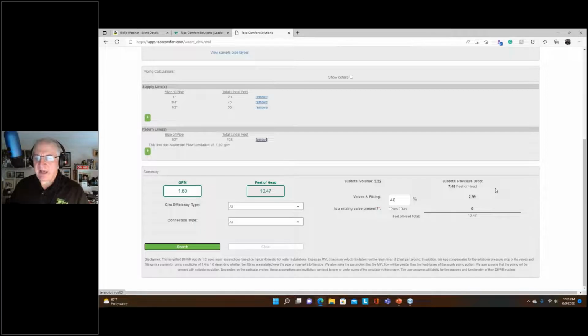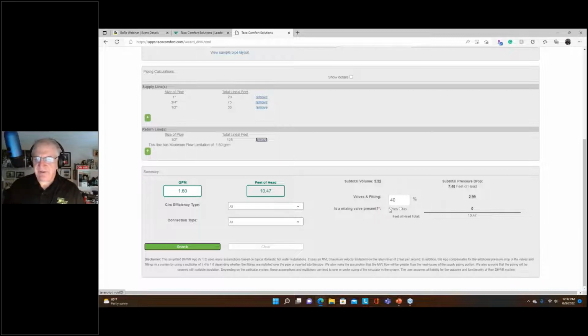Now we add our valves and fittings. If there are valves and fittings in there, you can adjust this up or down depending upon what you need. You want not a lot of fittings, not a lot of valves and fittings. You can adjust it up, you can adjust it down, whatever you need. We have to take those into account. I'm going to leave it at 40%, and that gives us 2.99 additional feet of head, for a total of 10.5 feet of head.